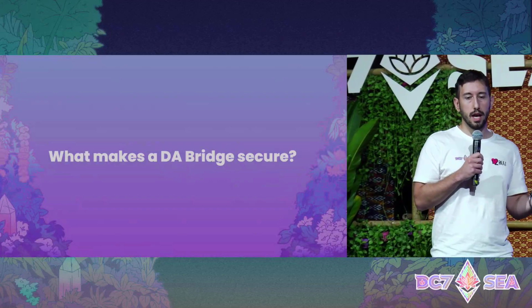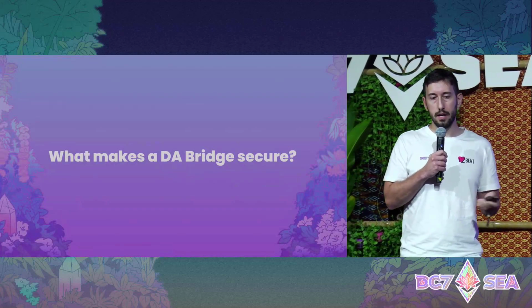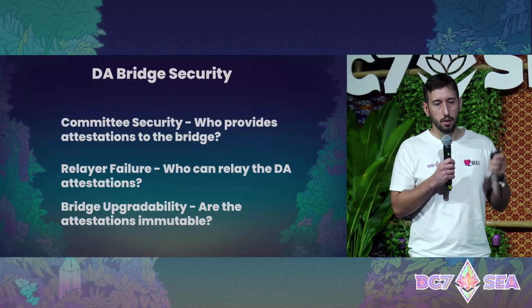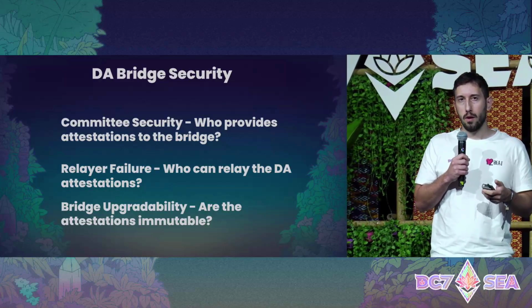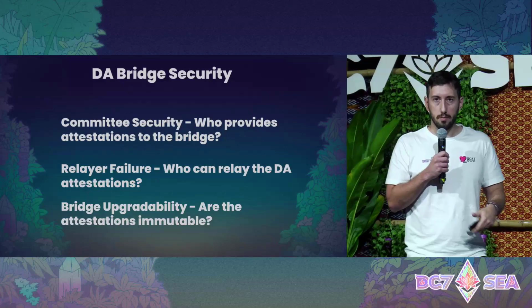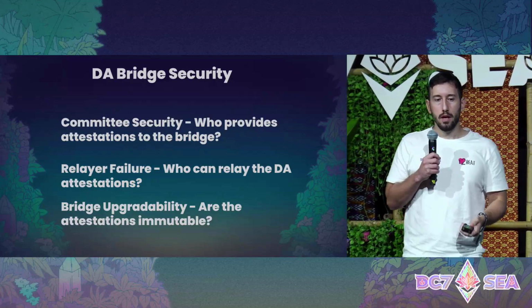So briefly looking at what makes a DA bridge secure, because we looked at the DA layer, but what makes a DA bridge secure is three main things. You need to look at the community security. So who provides the attestation to this bridge? Is it a small committee? Is it a big one? Is it your friends? Is it a validator set?